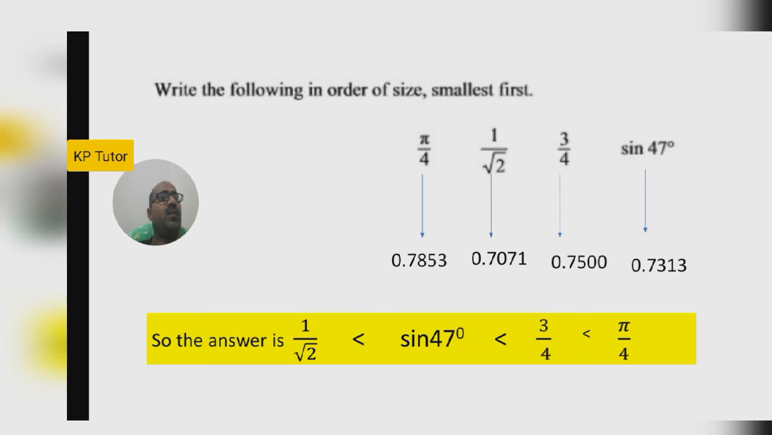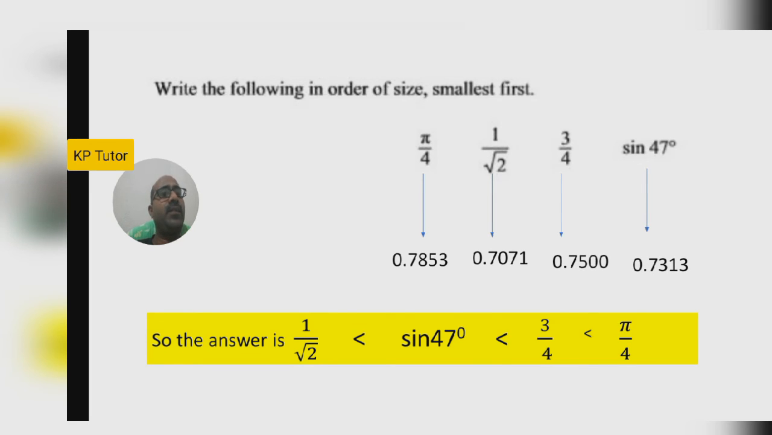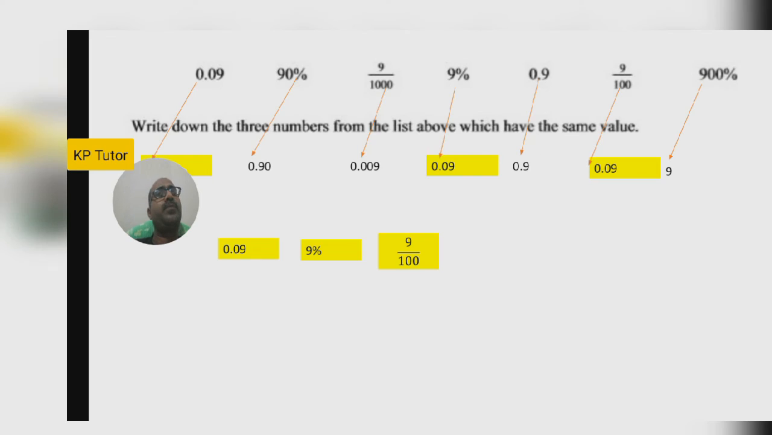So 0.7853 something, 0.7071, like that. From those numbers you can easily identify which is the smallest one. That means 0.707 is 1 by root 2. Another way is to check the first decimal place, 0.777, and the next is 0.8053. Like that also we can check. Different methods are there; whichever is convenient for you, you can follow that method.